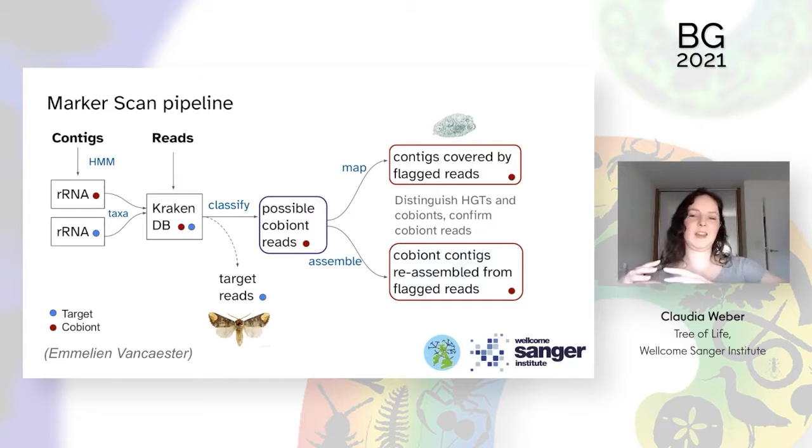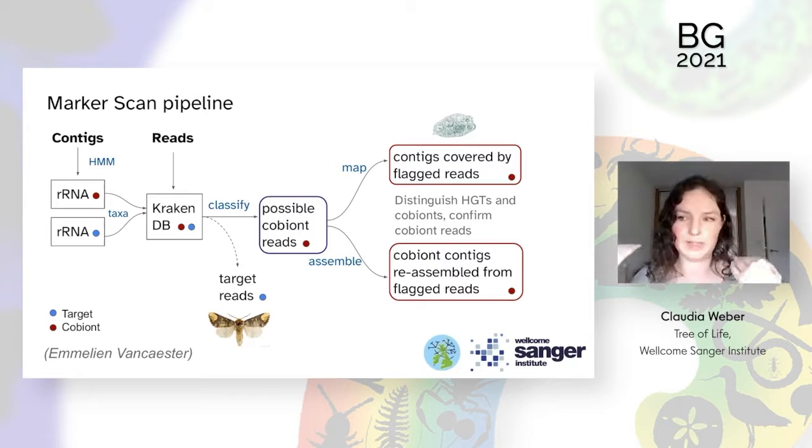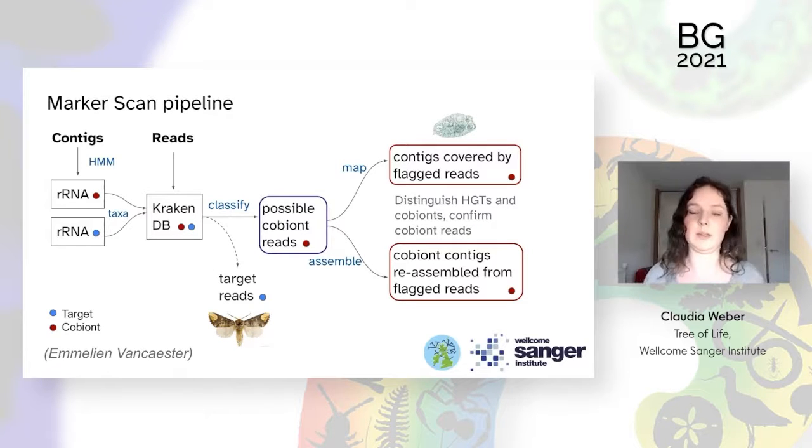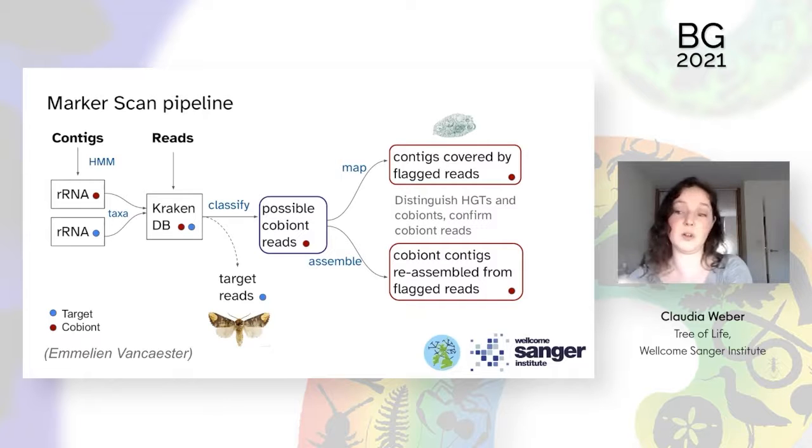And we then take the possible covariant reads and map them back against the assembly. And if we find contigs that are well covered by the reads, we can say that those probably came from a covariant. So we also confirm that the reads belong to the covariant rather than, for example, being spurious hits along the sequence or some stretches of horizontal gene transfer. And then we've got another step wherein the flagged reads are also independently reassembled.